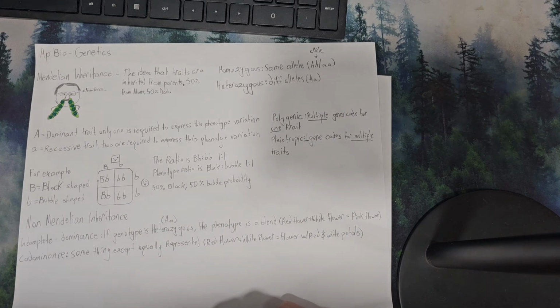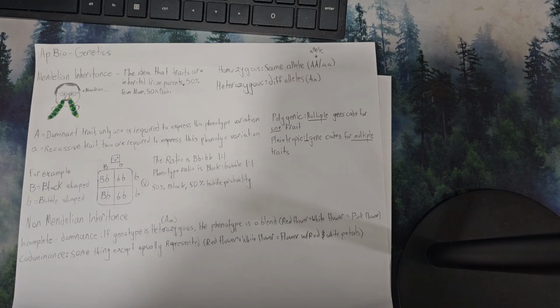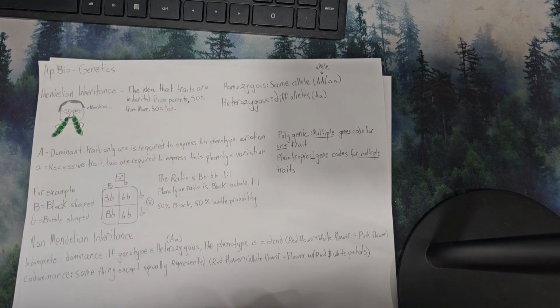Now, this is a simplification. It is really lucky that Gregory Mendel used peas, as most traits in peas are expressed by just one gene. So just one gene does the color, or just one gene does the shape, or the color of the petals or whatever. But this is not always the case.